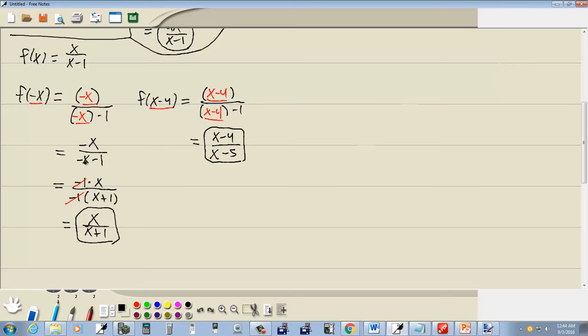Previous problem I factored out a negative 1, but I'm not doing it here. What told me to do it in my previous problem is both of my first terms on top and on the bottom were negative. That's what made me think to factor out a negative. Here, these are both positive, our first terms on top and bottom.